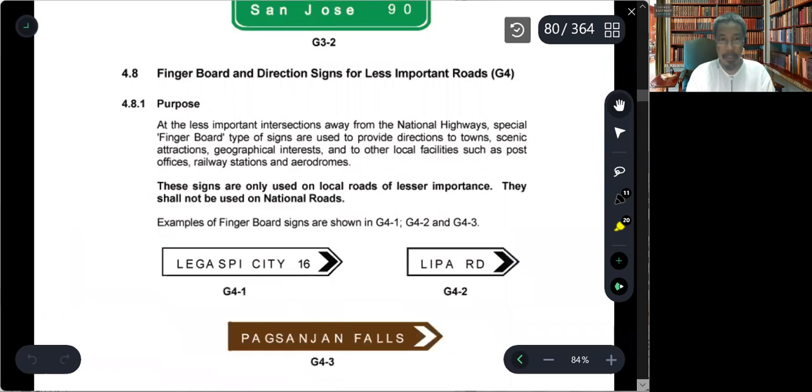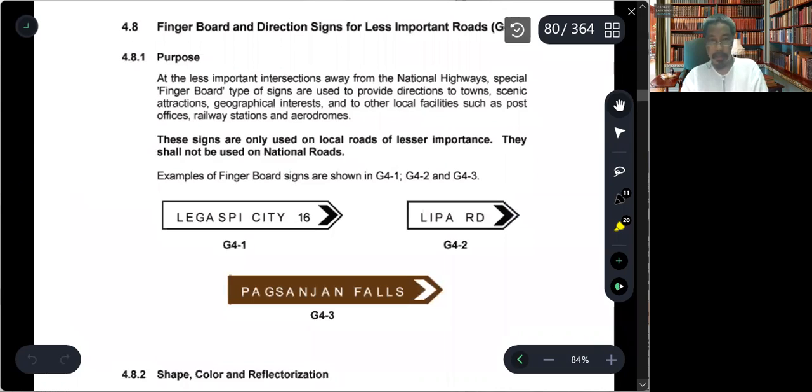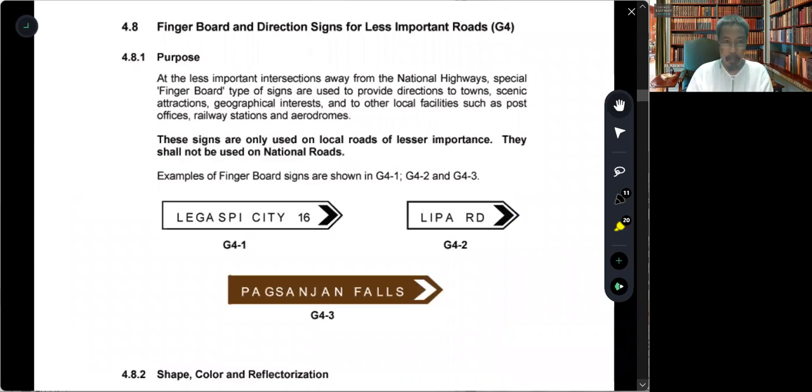Let's go to the next type of signs, that is G4. That is what we call fingerboard and direction signs for less important roads. Purpose: at the less important intersections away from national highways, special fingerboard type of signs are used to provide direction to towns, scenic attraction, geographical interest, and to other local facilities such as post office, railway station, and aerodromes. These signs are only used on local roads of lesser importance. They shall not be used on national road.